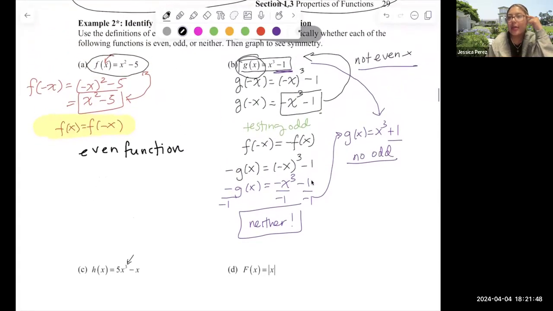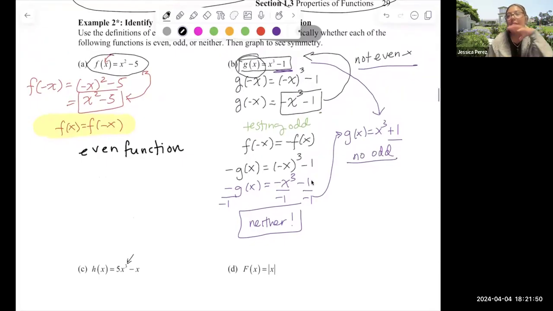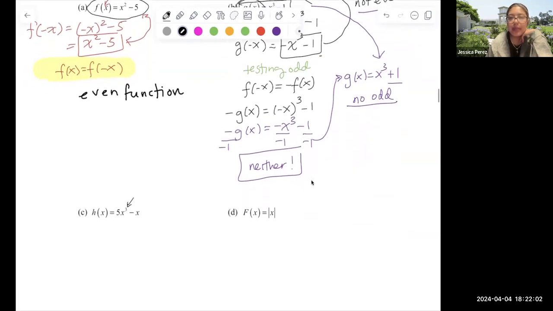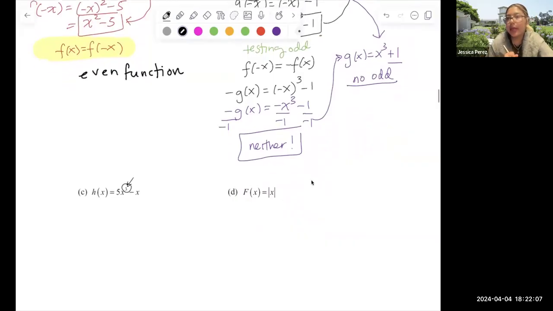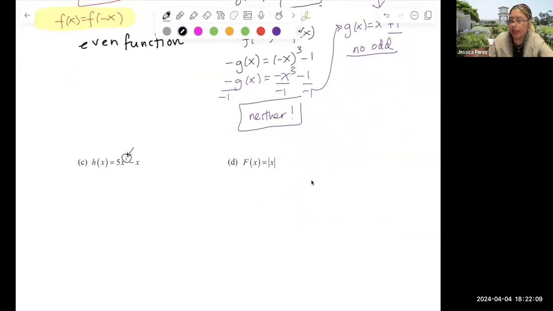So in our mind, it said, oh, we can just test odd because I know it's not going to be even. On A, you knew it could be even because you have a quadratic, you have an even degree in my function. Do you see what I mean by that? So because this is a third degree already, I know this is not going to be even because that dominates. So what I'm going to do is I'm going to test for odd.